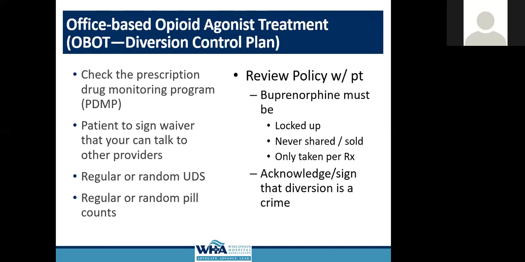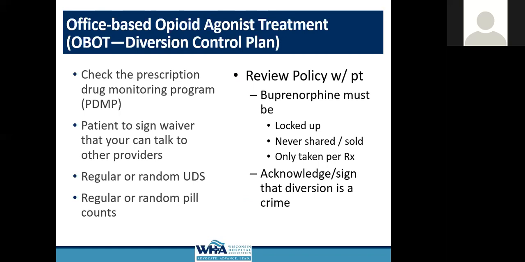We're going to ask the patient to sign a waiver so you can talk to their other providers and make sure that everything is above ground and there's no sneaky prescribing or opiate-seeking behavior going on. Let the patient know that there will be regular or random urine drug screens, regular or random pill counts. We want to trust but also verify that the patients are taking things as prescribed.